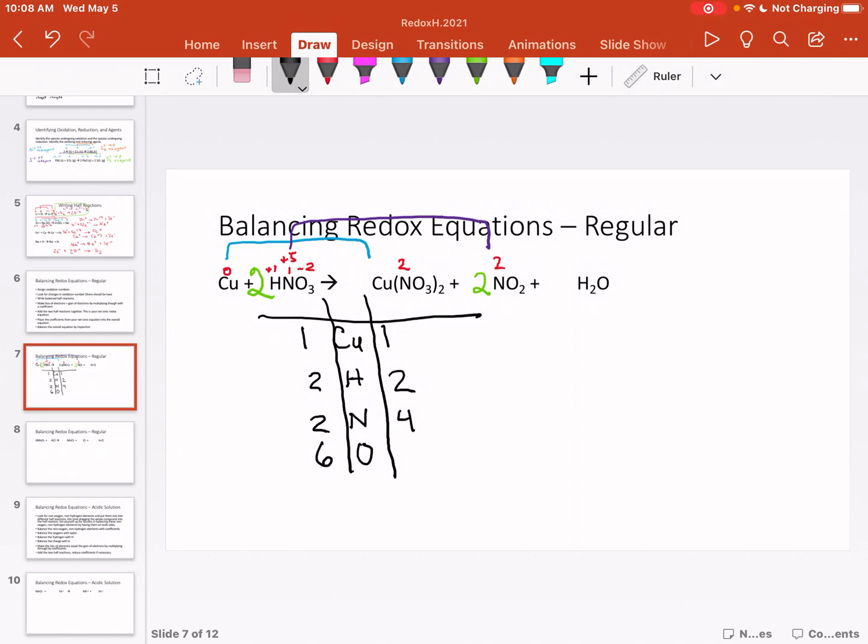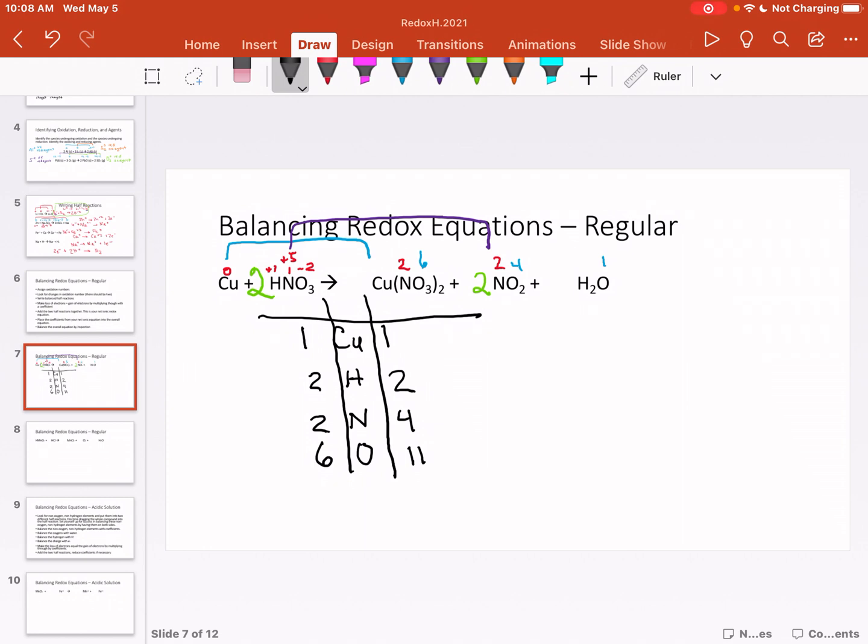Oxygen is also all over the place. So I need to account for all of those. In copper 2 nitrate, I have 6 of them. And in NO2, I have 4 of them. And in water, I have 1 of them. So I have a total of 11 oxygens. Yikes. So I've got to fix some things.